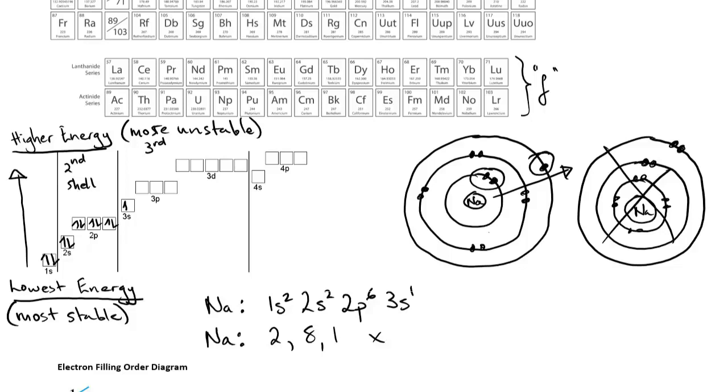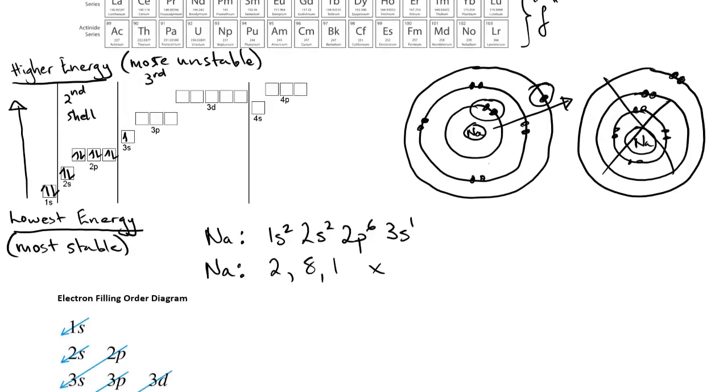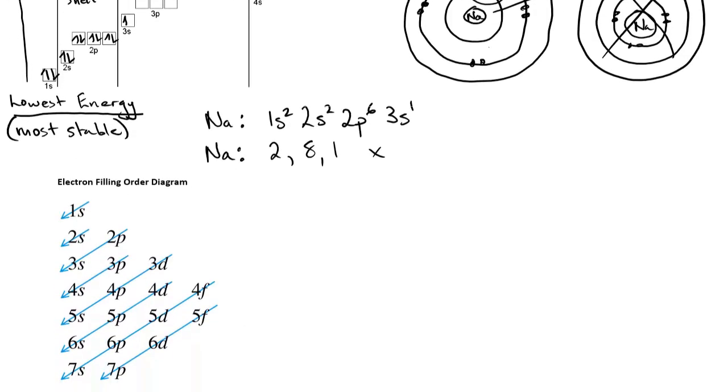Okay, so the idea to gain from this is that each of the orbitals have a specific energy, and we have to arrange the electrons in terms of this particular energy order. That's very important. That's where this diagram called an electron filling order diagram is obtained, and this is what it looks like.